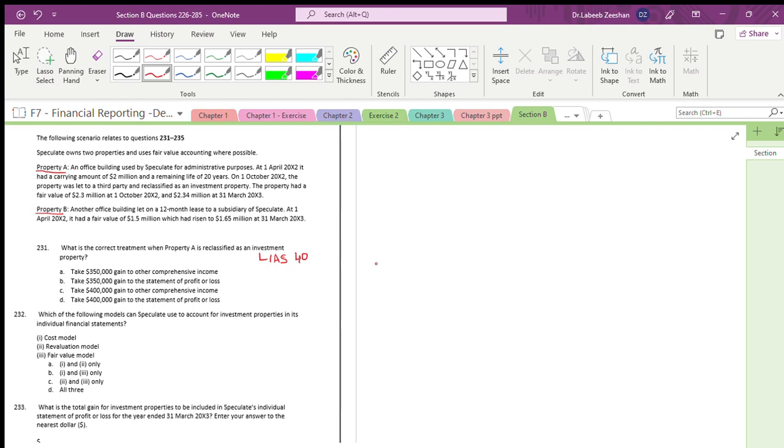An office building has been used by Speculate. Speculate is the company name. For administrative purposes, means they are using it for office. Is it right? It is for property, plant. When they say that it is for administration purposes, it is nothing but IAS 16. On 1st April, it has a carrying amount of how much?